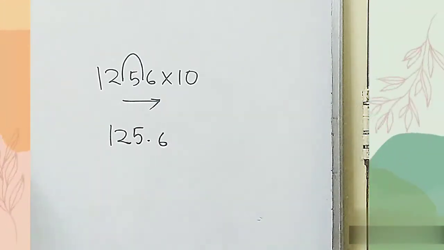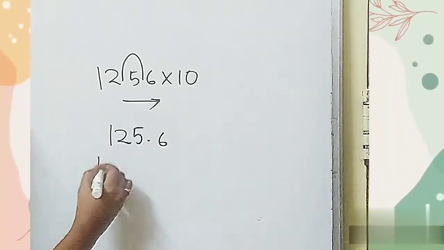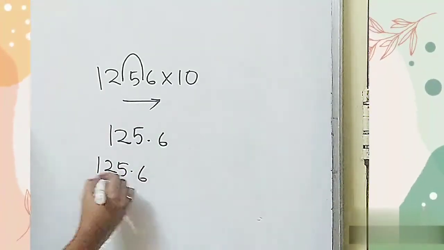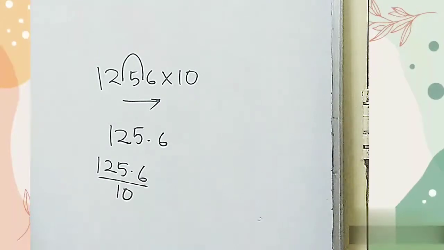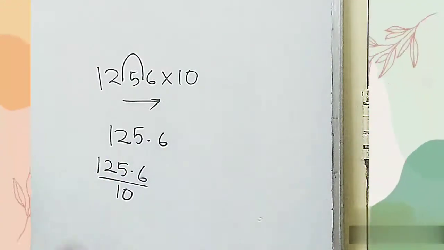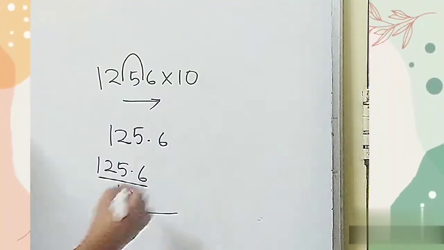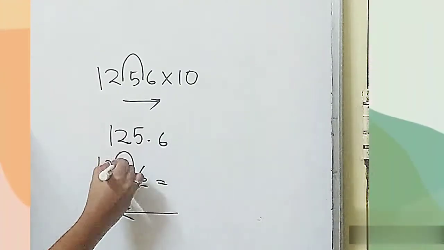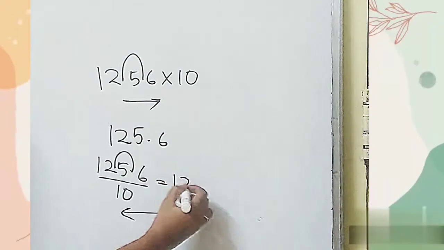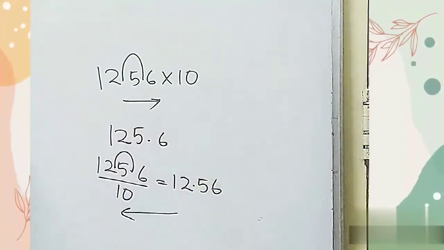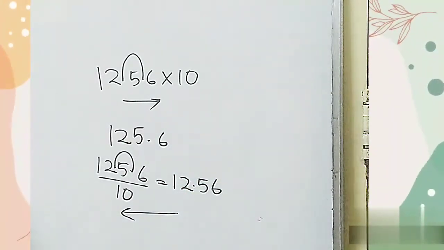Now when you are dividing, if I am taking 125.6 and dividing it by 10, what happened? Here it comes the opposite of multiplication. You have to move towards the left, student. So the decimal point will be shifted here, and the answer will be 12.56. So this is the way you have to proceed.